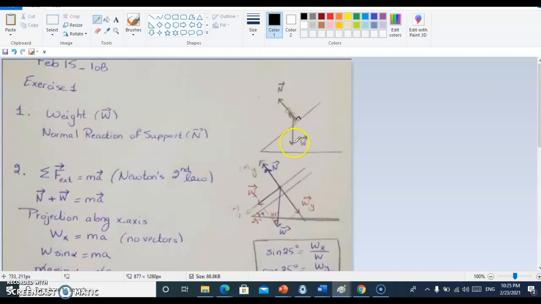The weight is represented vertically downward, and it's not enough to draw a segment. If you only draw a segment, this won't be considered correct because you have to show the direction of the force. So it should end with an arrow, and it's necessary that you write the name of the force. So here you have N vector, and here you have W vector, with the arrow pointing downward.